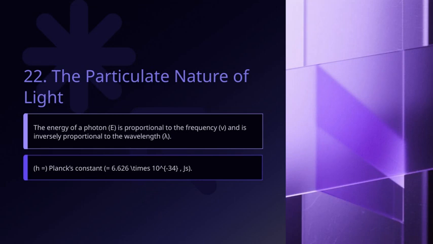Now let's talk about Planck's constant, which is denoted as h and has a value of 6.626 times 10 to the power of minus 34 joule-seconds. This constant is fundamental in quantum mechanics because it relates to the energy of a photon. Specifically, the energy of a photon, E, is directly proportional to its frequency, nu. That means, as the frequency increases, the energy of the photon increases as well. On the other hand, the energy is inversely proportional to the wavelength, lambda. So, shorter wavelengths correspond to higher energies, and longer wavelengths correspond to lower energies.